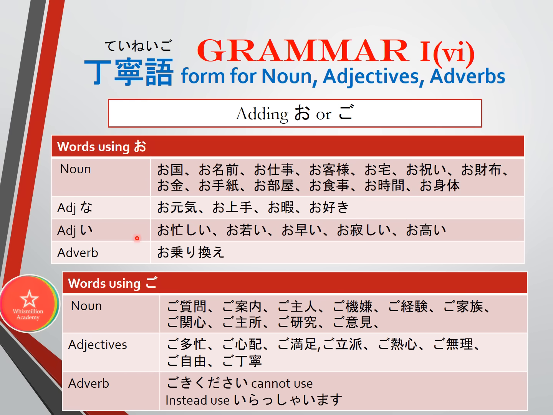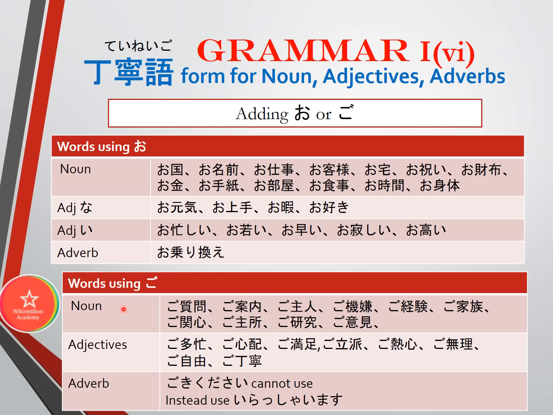Adjective i, we have o isogashii busy, o wakai young, o hayai early, quick, o sabishii lonely, o takai high, expensive. Adverbs, we have o nori kai change right.